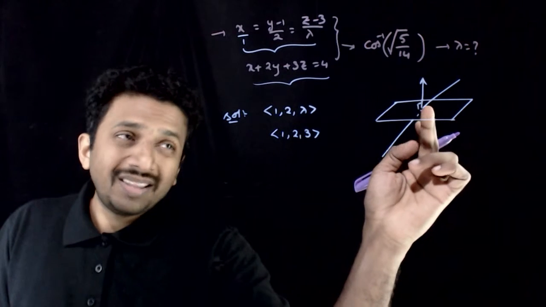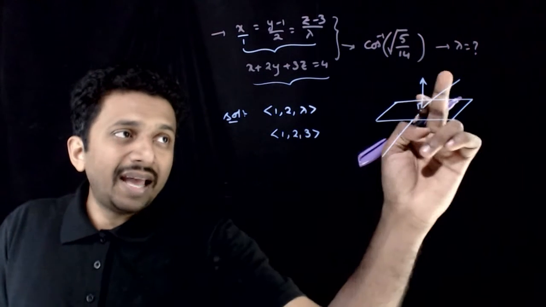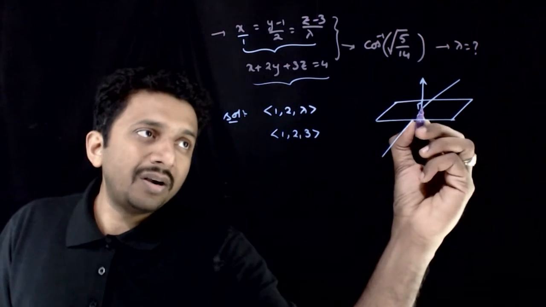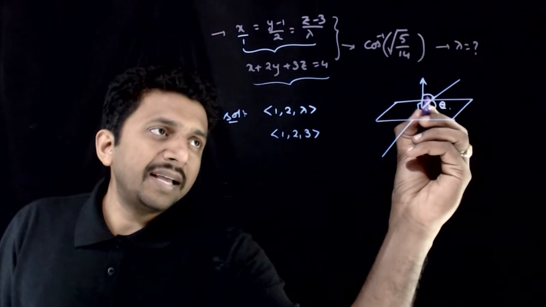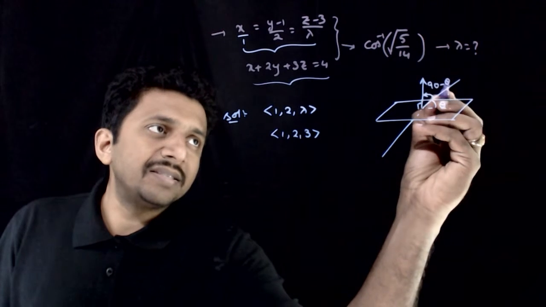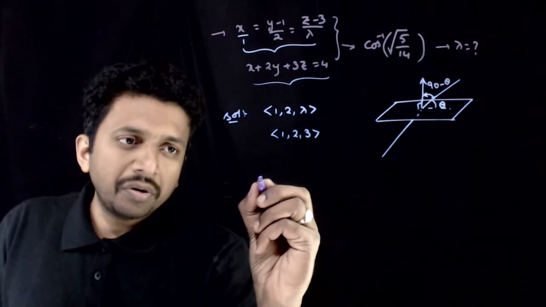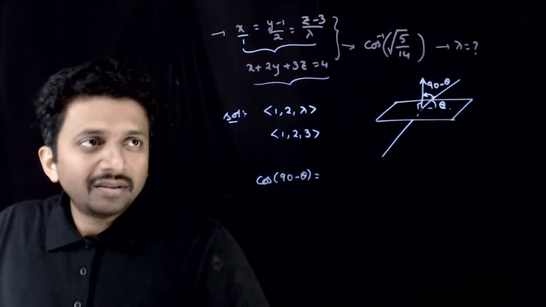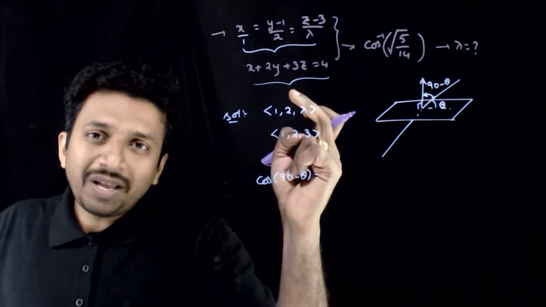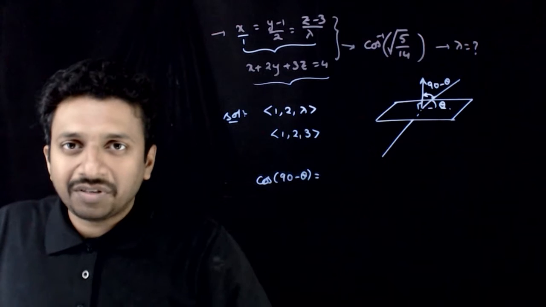So if you want the angle between the line and the plane, so if you want this angle, so if this angle is theta, this angle is nothing but 90 minus theta. So cos of 90 minus theta is nothing but the dot product of these two vectors by magnitude of this vector into magnitude of this vector.